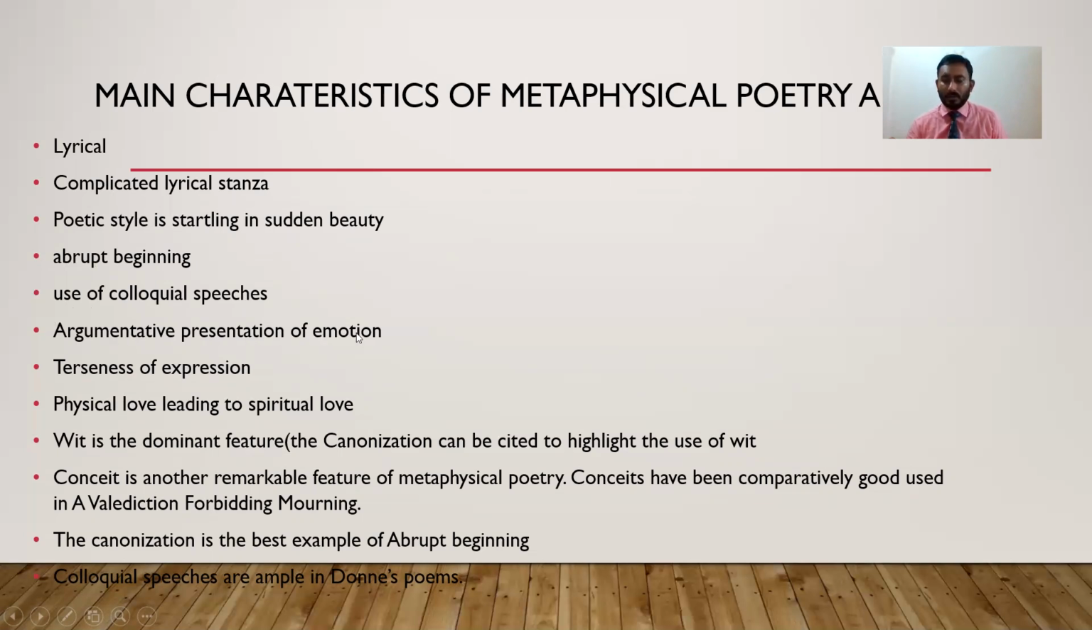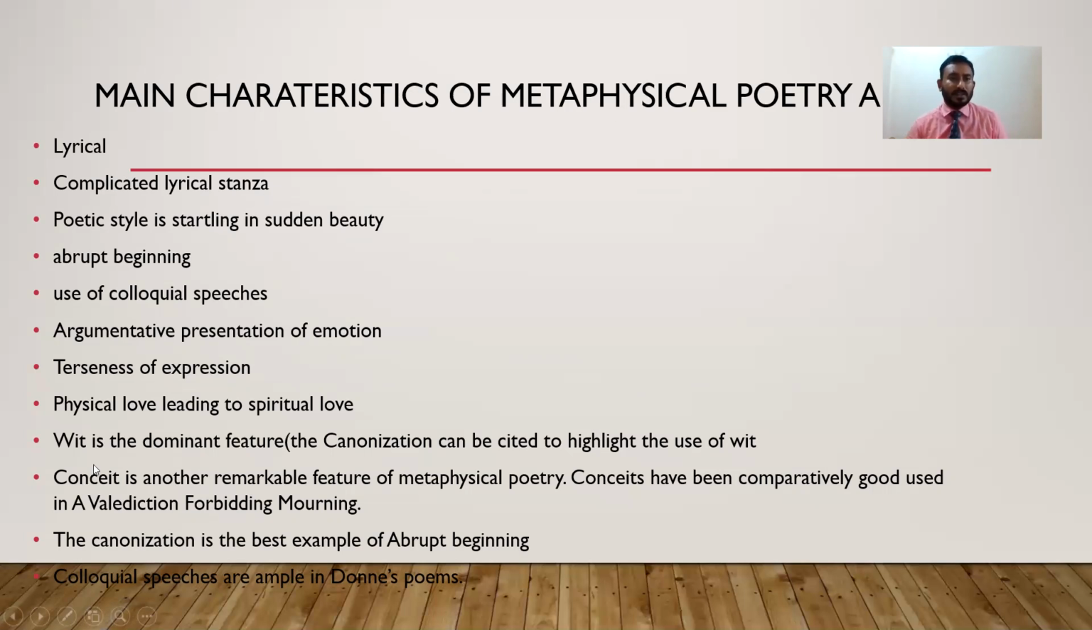Argumentative presentation of emotion. You find that all the 5 poems of John Donne are presented using conceits and wit, and he shows different ways to show his love. In his different poems, he shows different far-fetched ideas to prove his love to his beloved. Using these arguments, he proves that his love is real and pure, and his love is better than anything. And this spiritual love is shown using argumentative expressions of emotions.